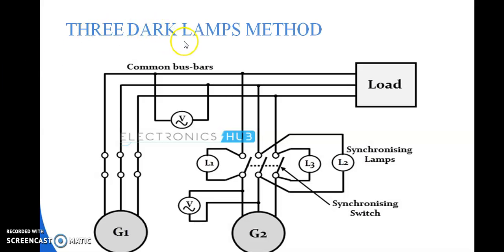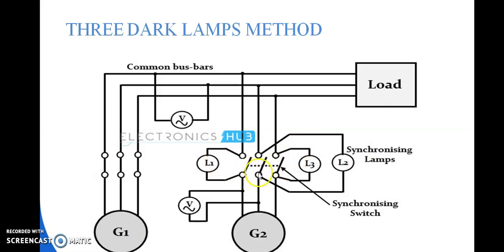So this is the 3 dark lamps method. Here we can see generator 1 is connected to the load. Here we can see generator 2 is connected in parallel to the common bus bar. And here is the voltmeter. Here is another voltmeter. This will show the voltage of this generator, the common bus bar, and this voltmeter will show the voltage reading of the incoming machine.